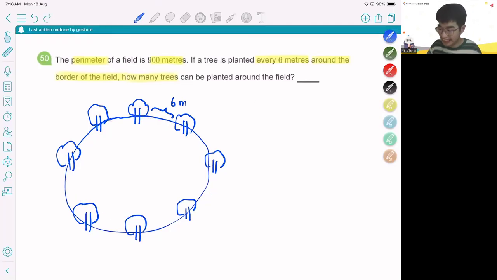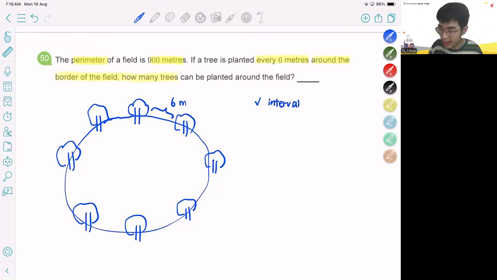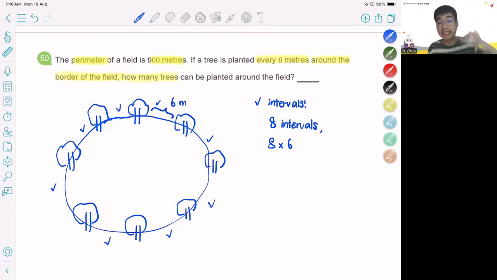Well, you realize this is actually just counting the intervals and then multiplying by 6. So let's just count how many intervals there are. 1, 2, 3, 4, 5, 6, 7, 8. There are 8 intervals. So the total perimeter is 8 times 6, since each gap is 6 meters, which is 48 meters. So that's how you can find the perimeter. Now, here is something interesting. Usually in interval problems, your objects are one more than the intervals. Now, this is a special case. This is an interval problem in a closed loop.